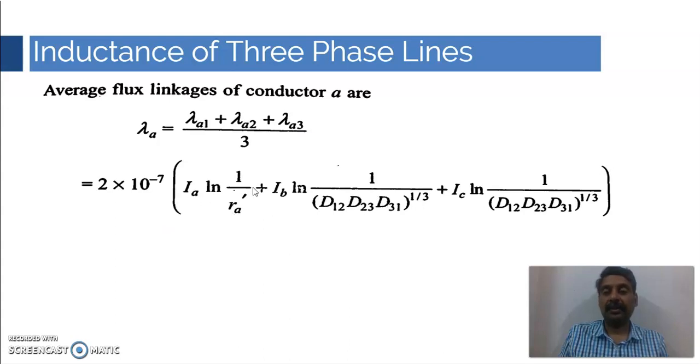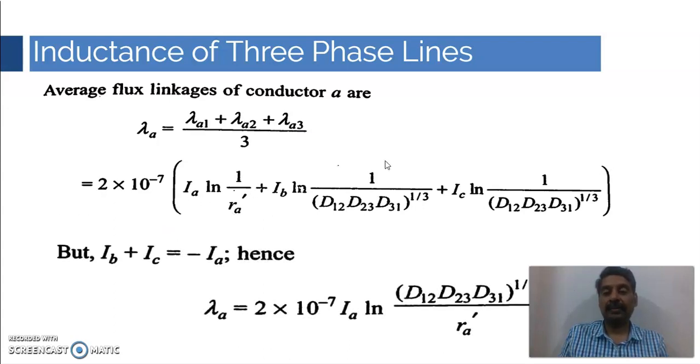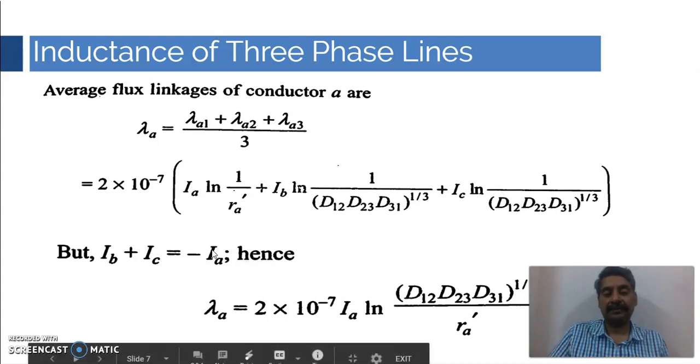Okay. So now again you can make use of your KCL, which is Kirchhoff's current law, where you can write IA plus IB plus IC as 0, and from that you can have this equivalent. IB plus IC is equals to minus IA. So you take this natural logarithm term common, it will become IB plus IC. And in that IB plus IC, you can substitute this minus IA.